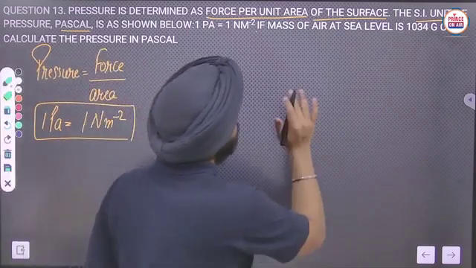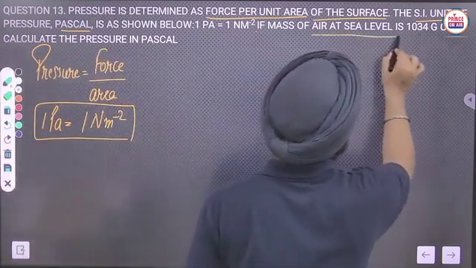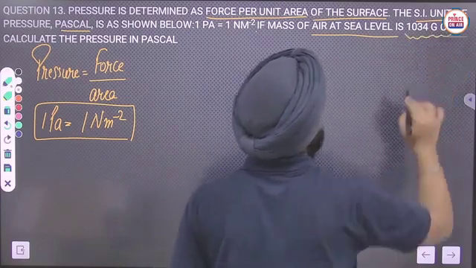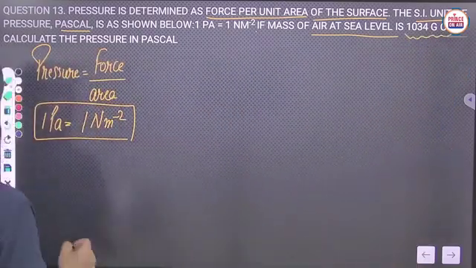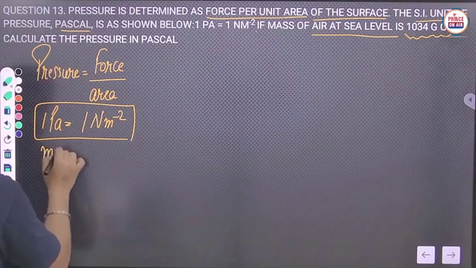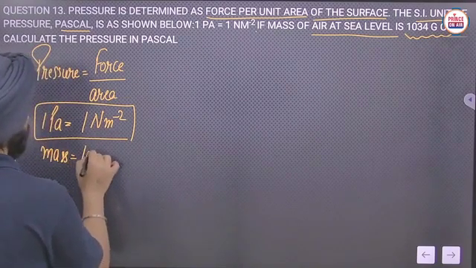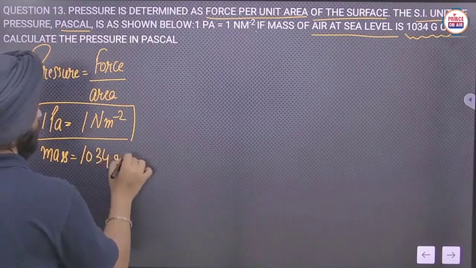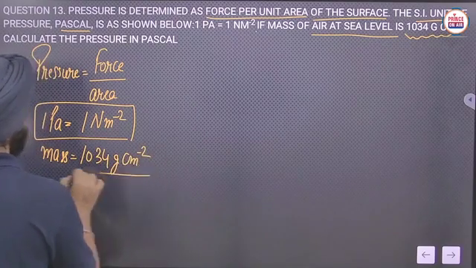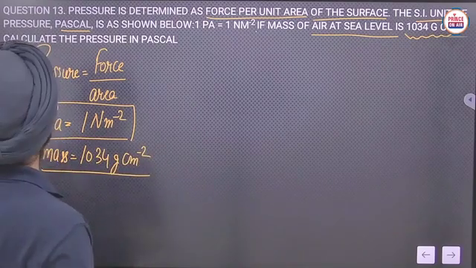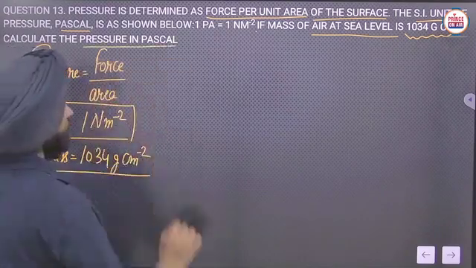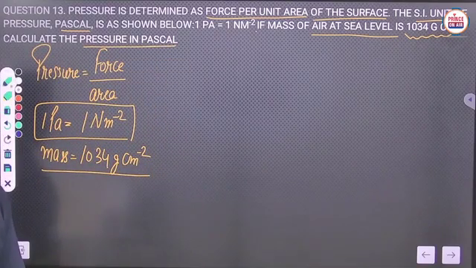If the mass of air is given to you, that is 1034 gram per square centimeter. Calculate the pressure in Pascal. Just calculate the pressure in Pascal. Try it very well.